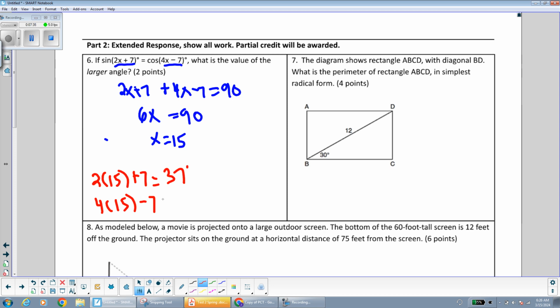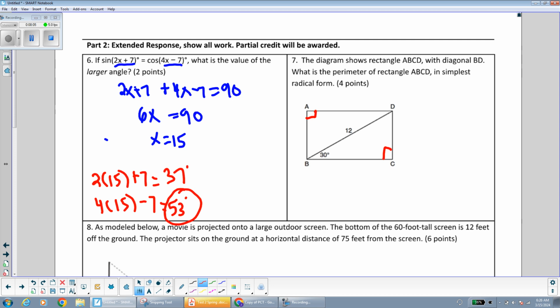And this one is 53 degrees. So 53 degrees is the measure of the larger angle. In number 7, it does say to find your answer in simplest radical form. So although you do have a rectangle with the right triangles and you can use a trig ratio, that will not get you the exact value. You will have to round, and that resulted in a point off.